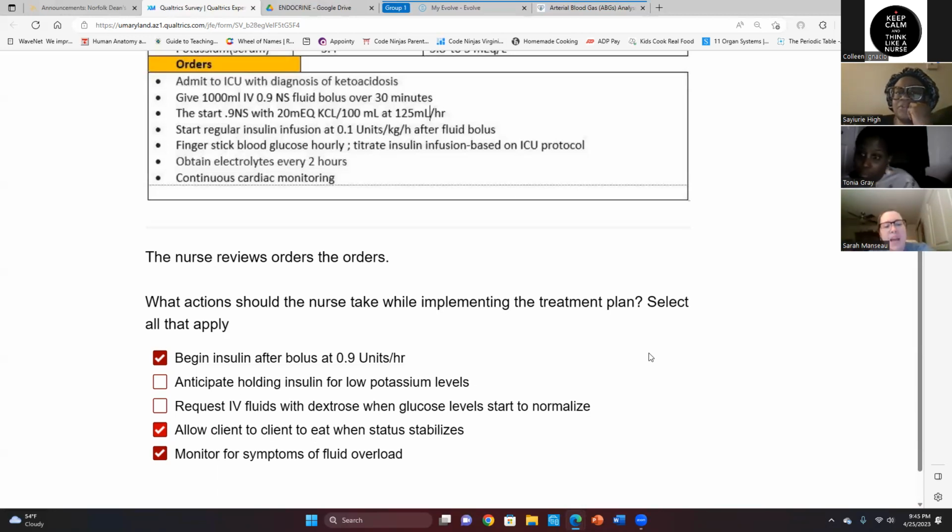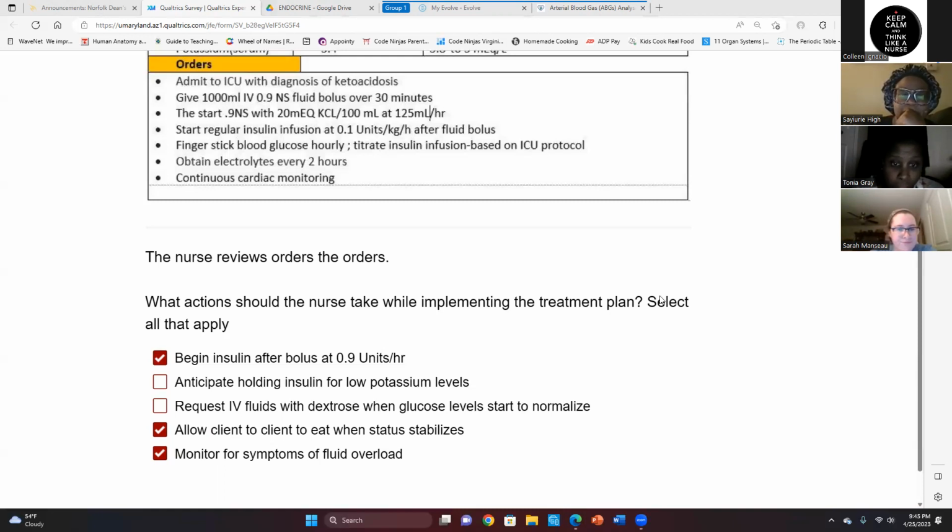It says when it stabilizes, so the answer is yes. You just went to ICU, so you would get them stable before allowing them to eat. But it says allow clients to eat when status stabilizes. Yeah, when it's stable. That's what I would pick. And we're not going to hold insulin. That's silly. Okay. Right.